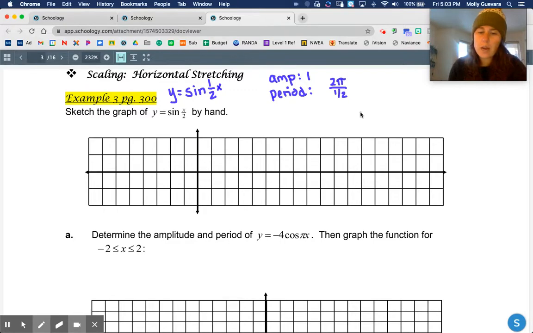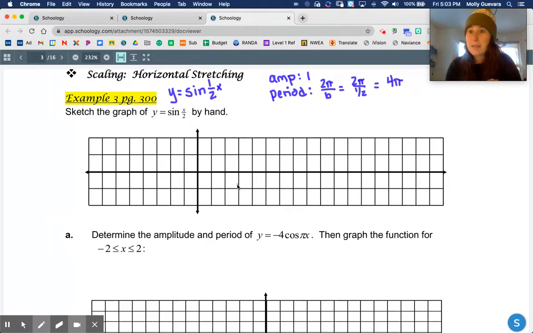Okay, so 2 pi over 1/2, I'm actually going to write the equation first because I think maybe that'll help. So the formula that we had on the previous page was 2 pi over b. And so in this case, b, the number in front of x, is 1/2. 2 pi divided by 1/2 is 4 pi.